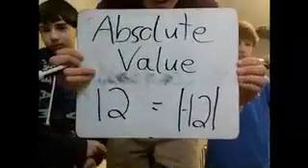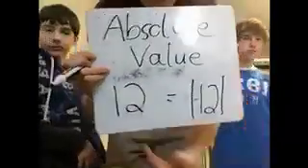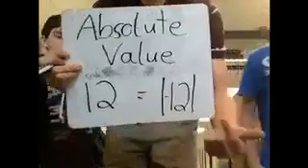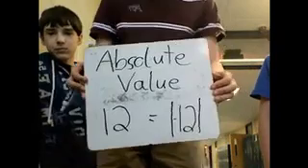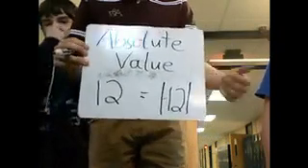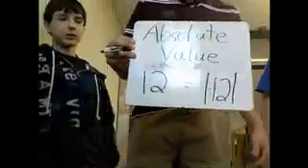If I added a negative to the 12 over here, it would still be a positive 12, because it's a distance from 0, so it doesn't matter if it's negative or positive inside those little lines. You get rid of any marks, plus or minus, and it's just the distance from 0. It's that number.